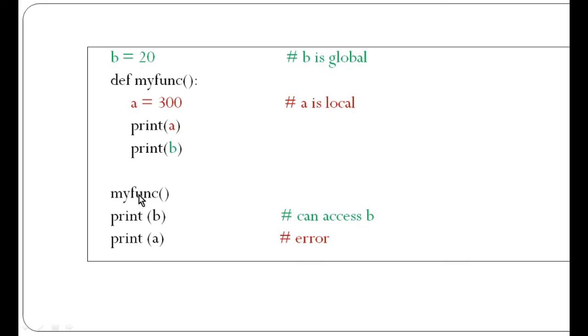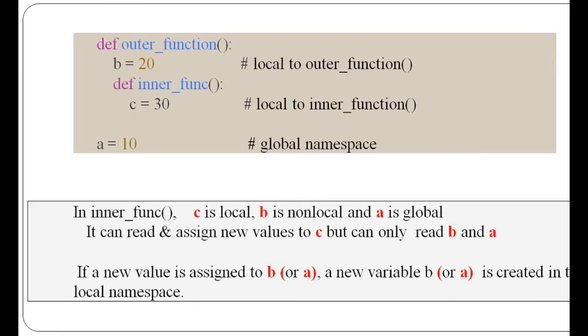So in the main program, I am calling the function. I am trying to print b. So it will print b value, that is 20. But when I try to print a, I get an error because the scope of the variable is limited to this function. Scope of variable a is limited to this function. But b is available inside the function and outside the function because it is global in nature.